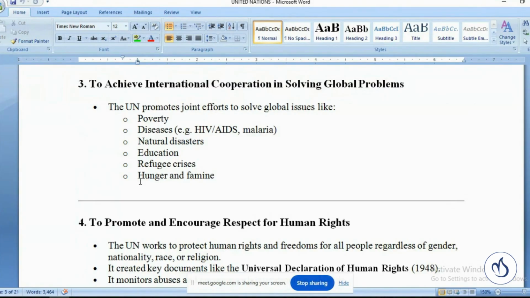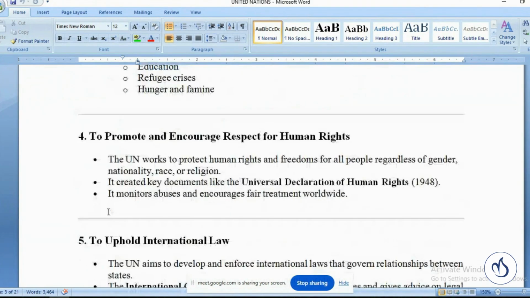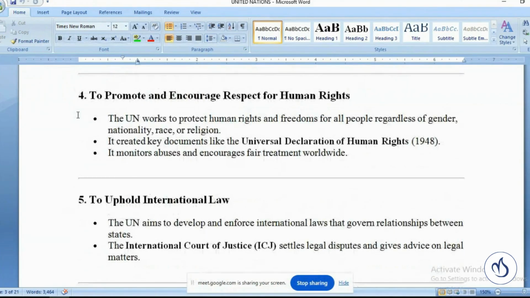Hunger and famine. We also have the problem of hunger and famine. The UN also comes in to people who are in this state of hunger and famine, especially in Karamoja. Their life has been destabilized for a long time, but the UN tries to help, and people promote their good standards of living.